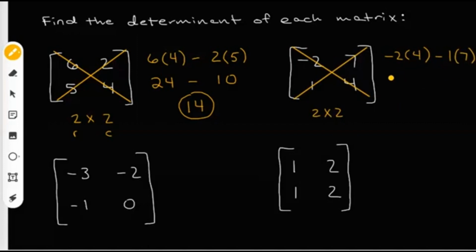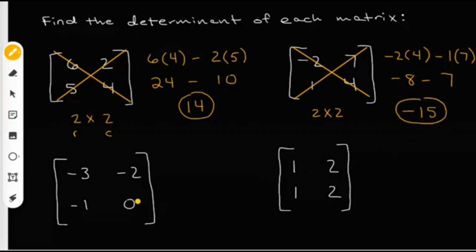-2 times 4 is -8. 1 times 7 is just going to give me 7. And -8 minus 7 is going to give me -15. So that's going to be my determinant, and I circle that.